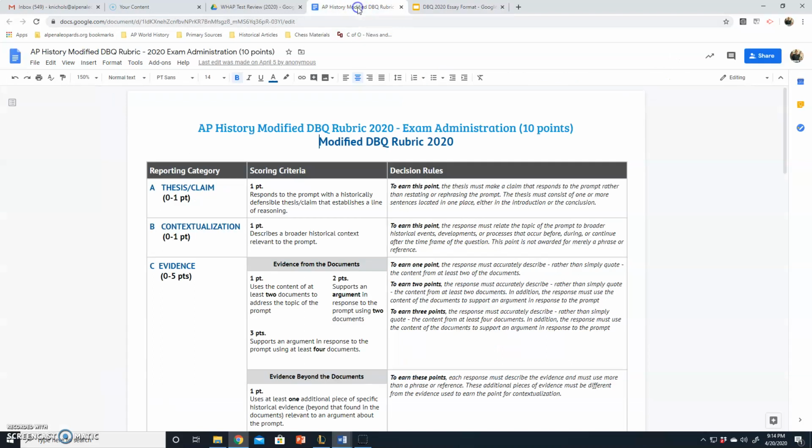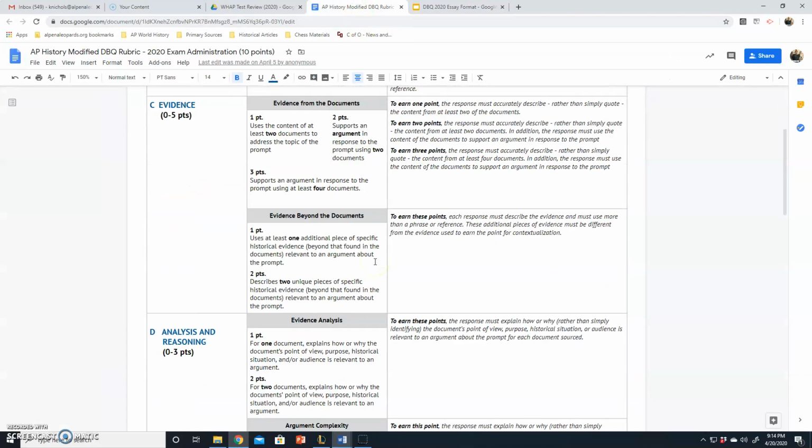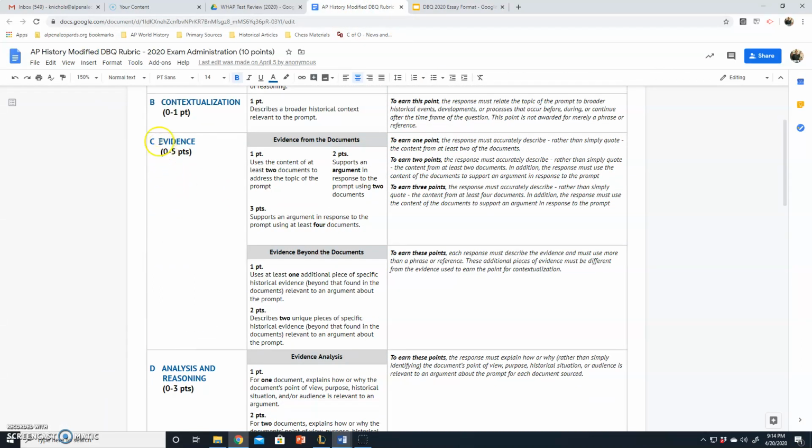Okay, so when we read and understand the question, let's go to it. It's right here. It's under evidence. Evidence from the documents. To earn 1 point, you must accurately describe the content from at least 2 of the documents rather than simply quote. And by the way, to get your 3 points, you're going to have to continually tell me what that document says. This is probably the easiest point.